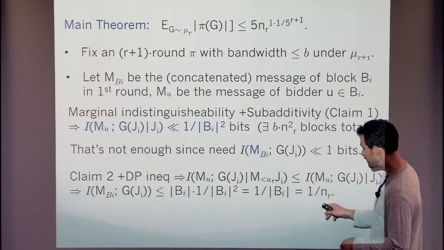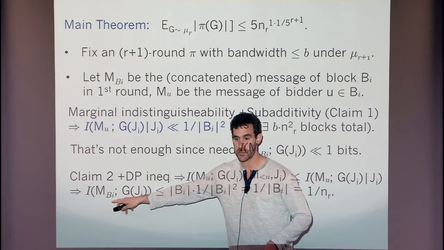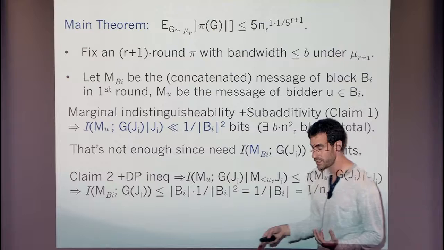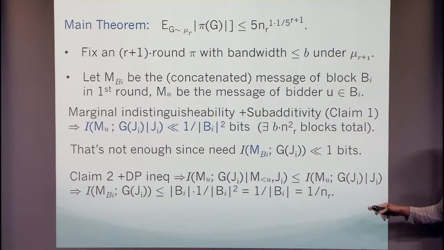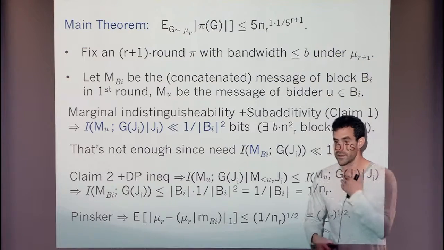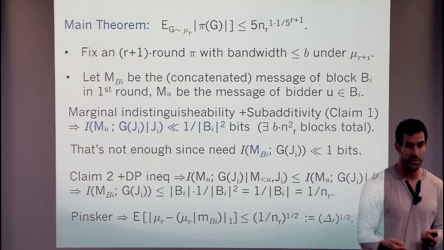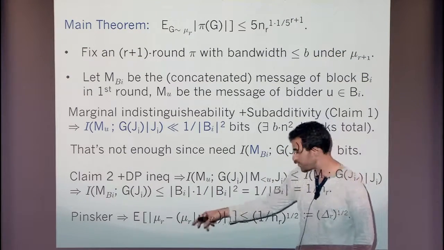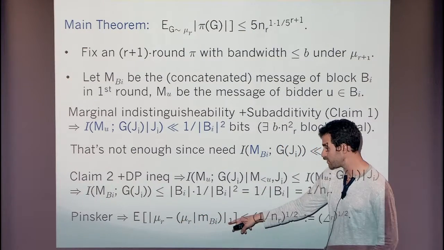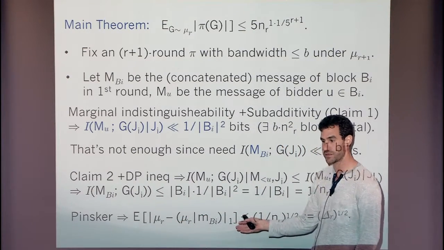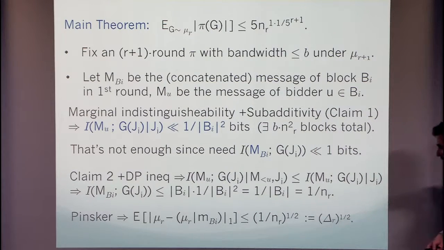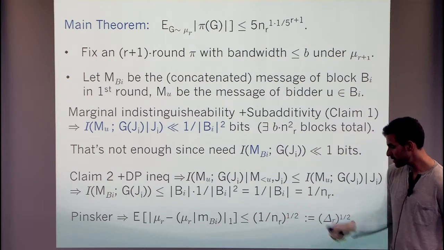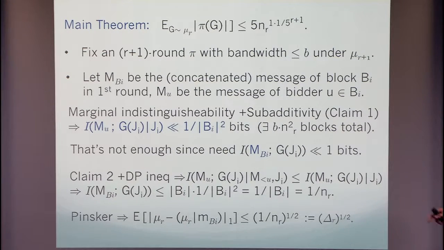All right, so the conclusion is that the entire information provided by any block B_i on its hidden graph is going to be much smaller than one bit. And using Pinsker's inequality, this means that in expectation over the first round of communication of the protocol, the original distribution of the hidden graph, which was chosen to be mu R, is very close to the distribution conditioned on this message. So the message doesn't reveal much. And this will be at most, let's say, square root of 1 over N R. So in particular, these distributions are very close.